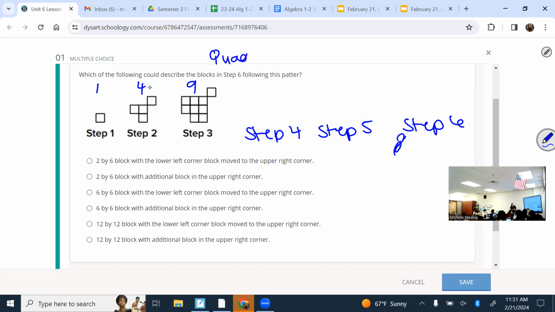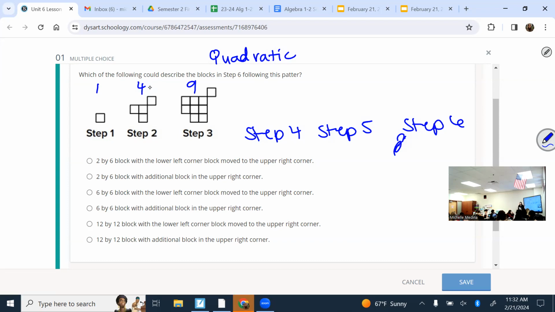Okay, it is quadratic, but why? What are 1, 4, and 9? What are they? So that's not what I'm looking for. These are examples of perfect squares. Good. A lot of math teachers will say to at least memorize your first 12 perfect squares.